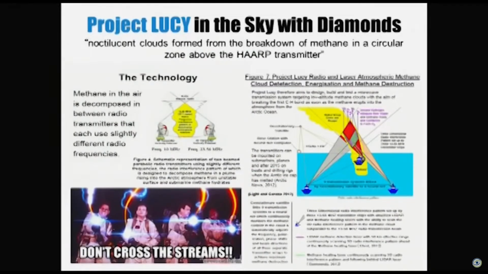Finally, Project Lucy, they're talking about creating noctilucent clouds using two transmitters like HAARP to compress atmospheric methane into diamond dust. And you can actually hear Dave and Keith at the SRM 2015 conference saying, we're going to use diamond dust to cool the planet. I'm not making this stuff up.